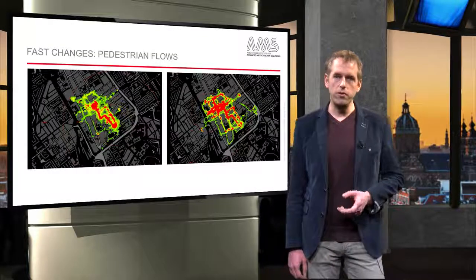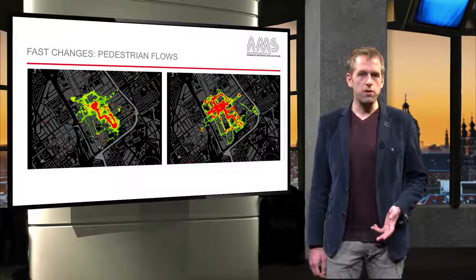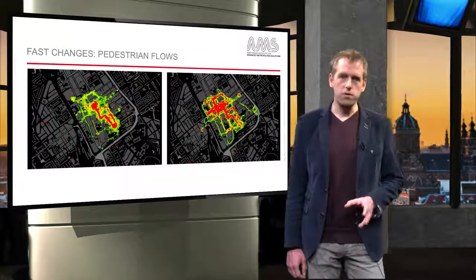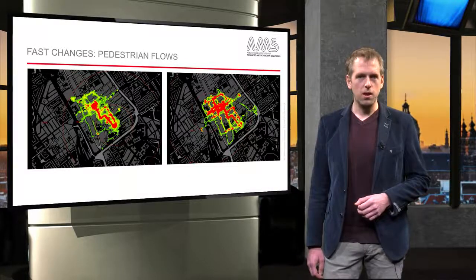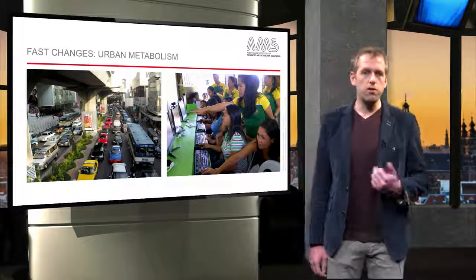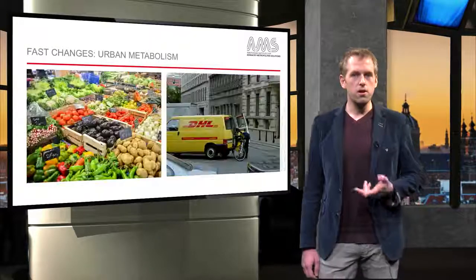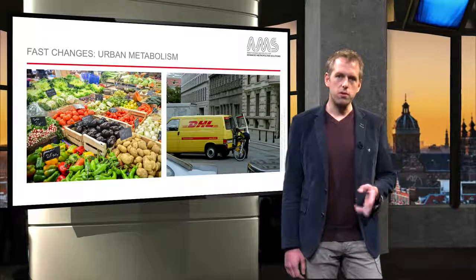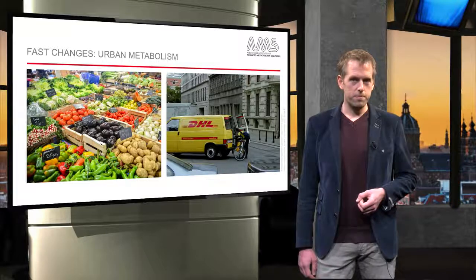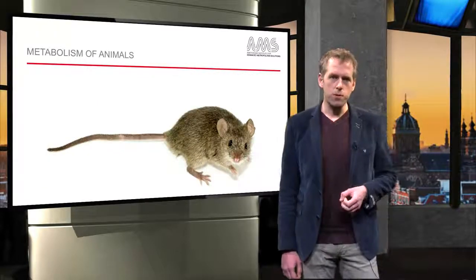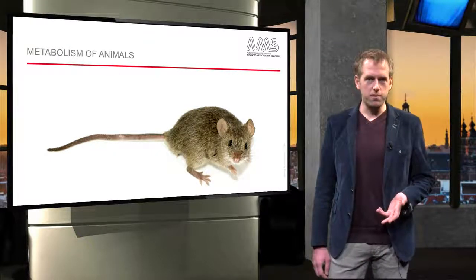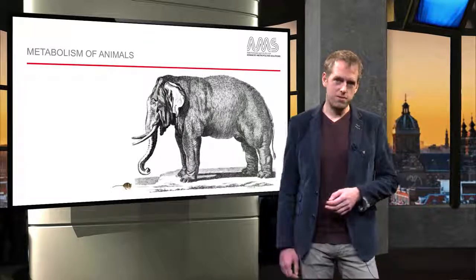Fast changes refer, for example, to pedestrian flows, as you can see here from two different starting points in the inner city of Delft. In red, we see the most crowded areas. Fast changes also refer to other traffic modalities and urban metabolism, such as energy, information, nutrients, materials, and goods. The metabolism of a city increases with its size. Please realize that with animals, the opposite occurs. Small animals, like mice, have a higher metabolism compared to big ones, like elephants.